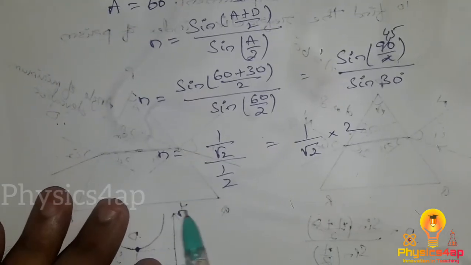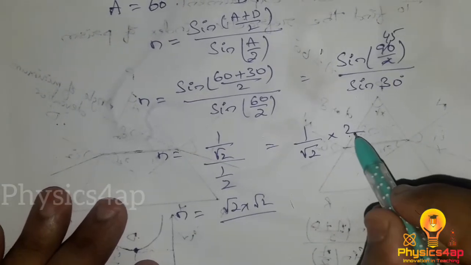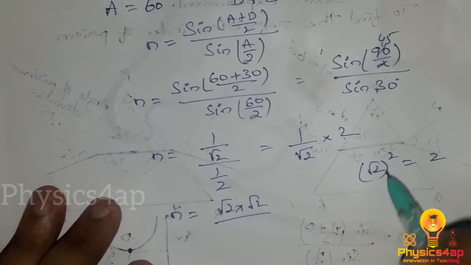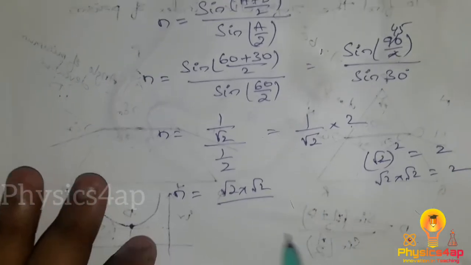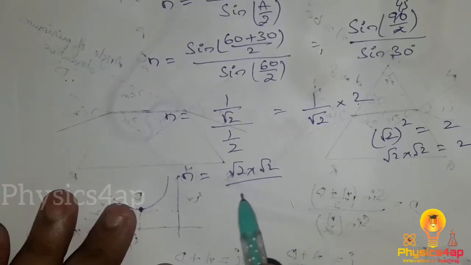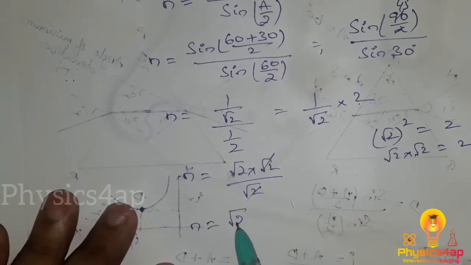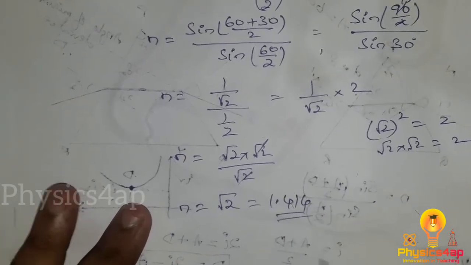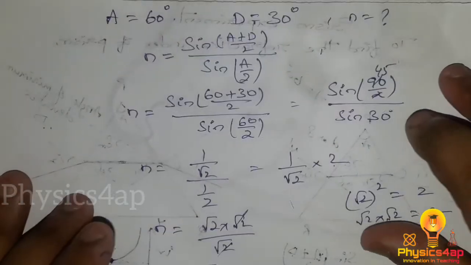Again, if we modify it, 2 can be written as root 2 into root 2. Why? Because root 2 whole square can be written as 2, right? So root 2 into root 2 can be written as 2. So we get root 2 into root 2 by square root of 2. So we get the overall answer as root 2, that is 1.414. So that is the refractive index of the prism for this given problem.